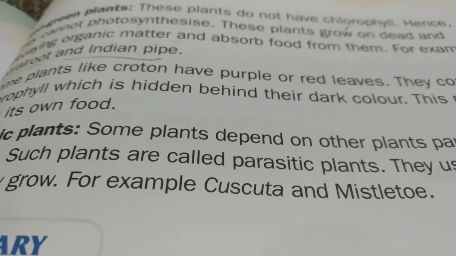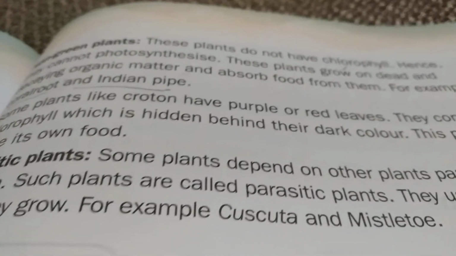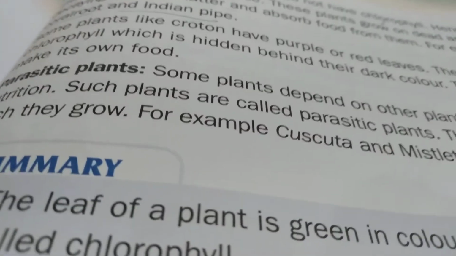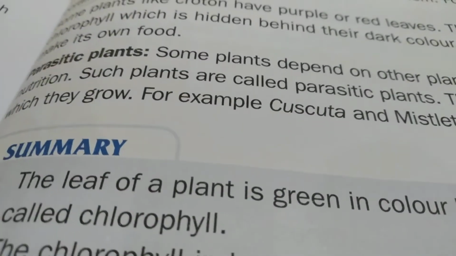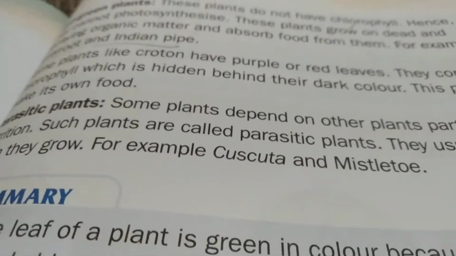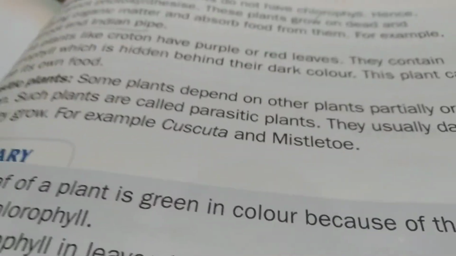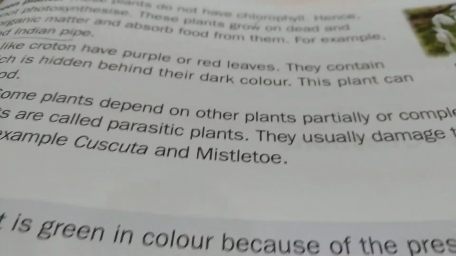Mushrooms also grow on dead and decaying organic matter only and absorb food from them. They get energy from that soil only. So those plants which grow on dead and decaying organic matter are called non-green plants.